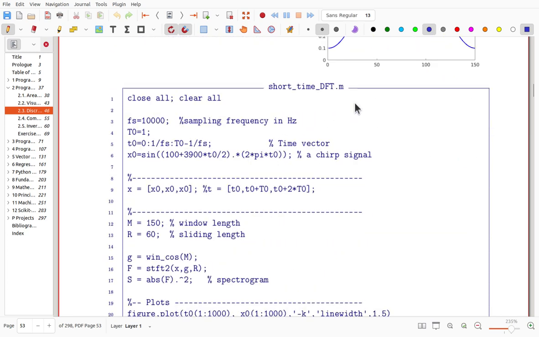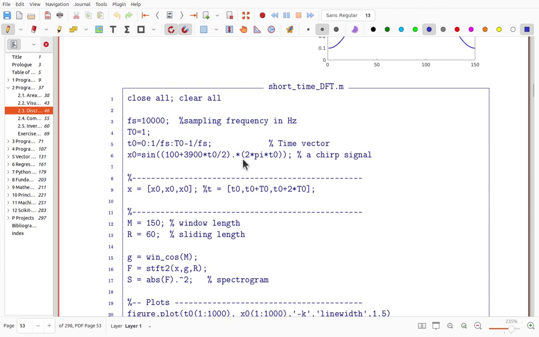Now this is the main part of the short-time discrete Fourier transform. Here we start with sampling frequency 10,000. Now capital T0 is 1. And for that, the time vector can be made in this way, from 0 to 1, where we select 10,000 points. For that, we now try to make a so-called chirp signal.